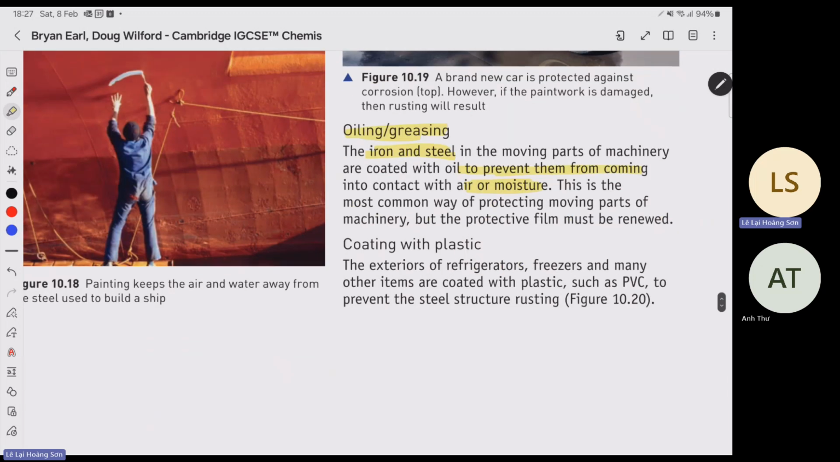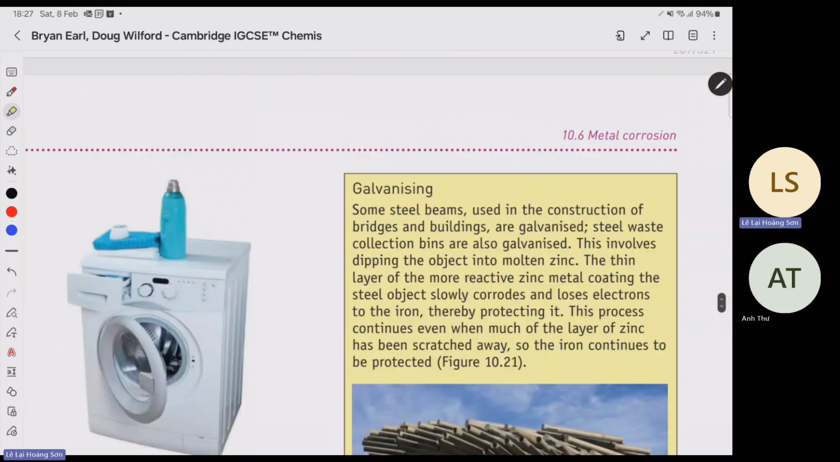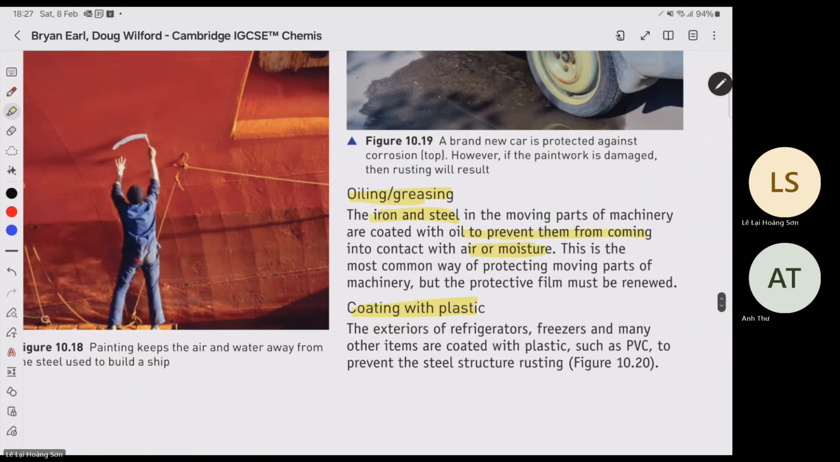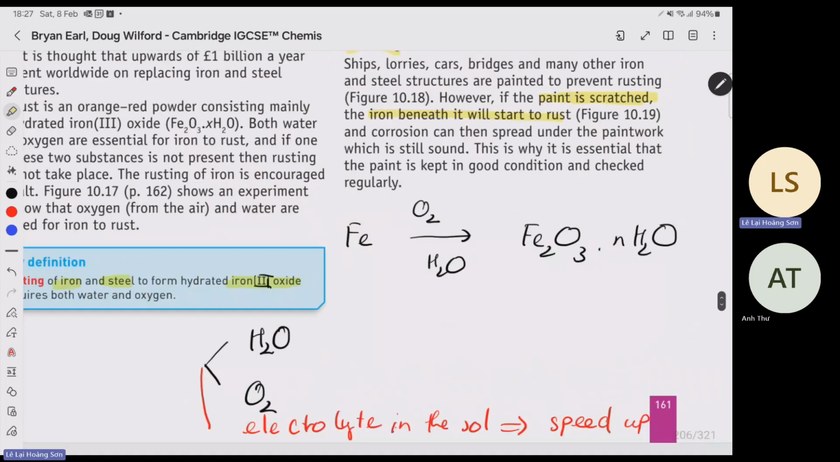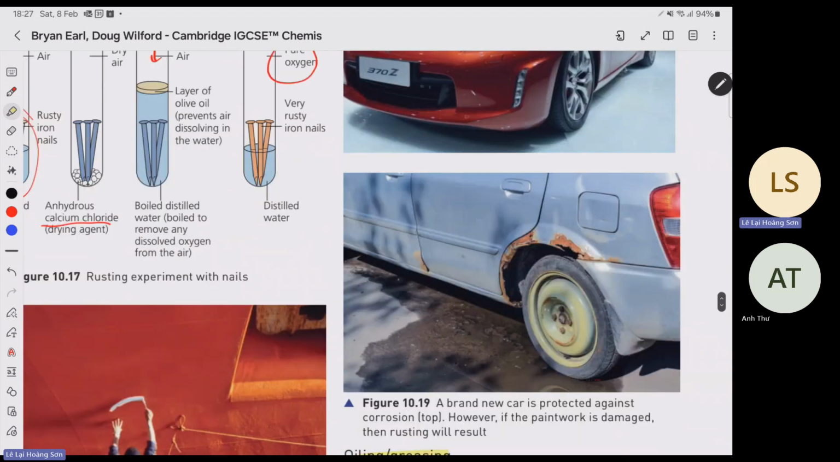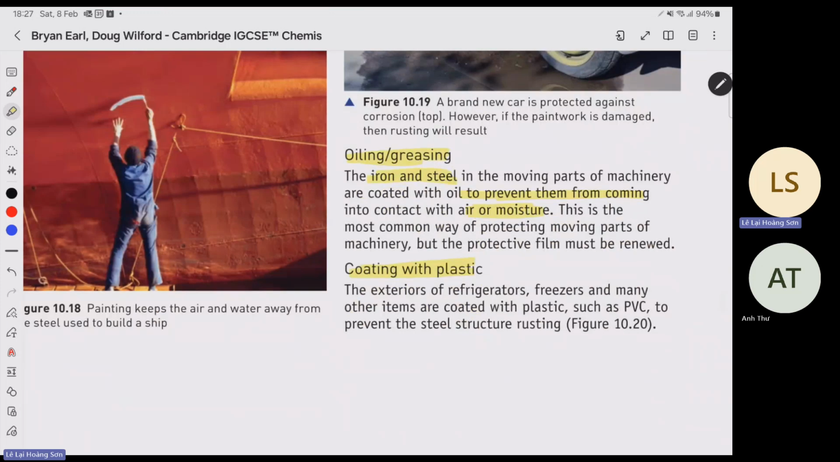Also the same as coating with plastic. When you coat it with plastic, it also creates an outer layer, a physical barrier that will isolate the iron from rusting as well. So basically, for the first three methods, painting, oiling or greasing, and coating with plastic, they create a physical barrier.